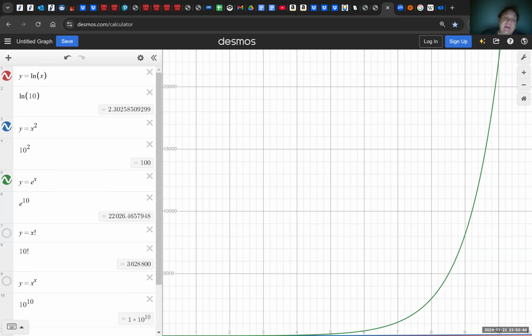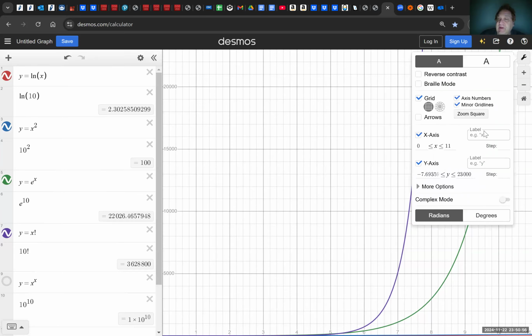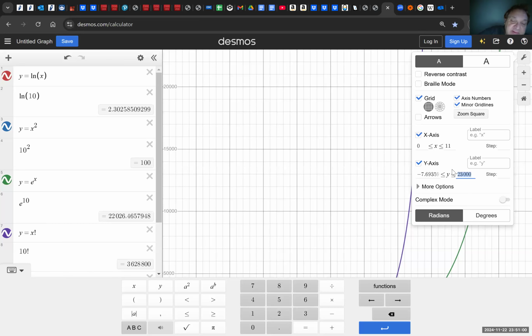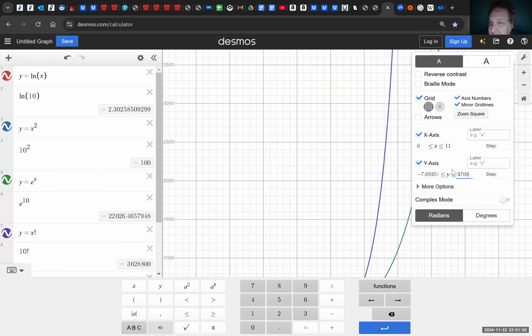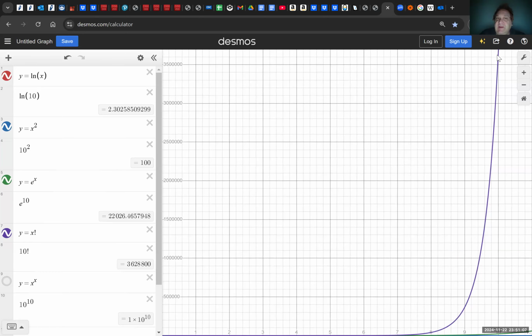Okay, let me add in the next couple ones. Here's a factorial function, y equals x factorial. I do need to go up again with the y scale. This is about 3.6 million, so I will change my scale to be able to see the top of that. I'll just do 3.7 million. Okay, so doing that, then you can see the top of this x factorial graph.